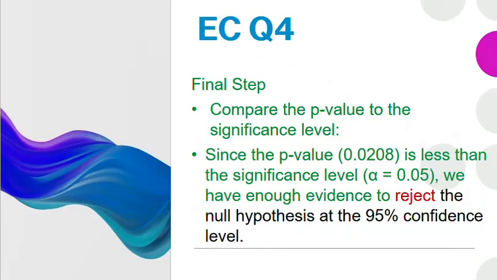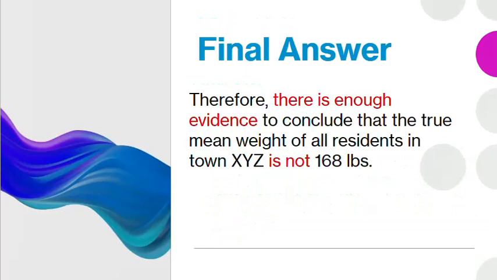Then our final step is to compare the p-value to the significance level. Since the p-value, which is 0.0208, is less than the significance level of alpha, which is 0.05, we have enough evidence to reject the null hypothesis at 95% confidence level. And the final answer is, therefore, there is enough evidence to conclude that the true mean weight of all residents in town XYZ is not 168 pounds. And it turns out the nutritionist was correct.